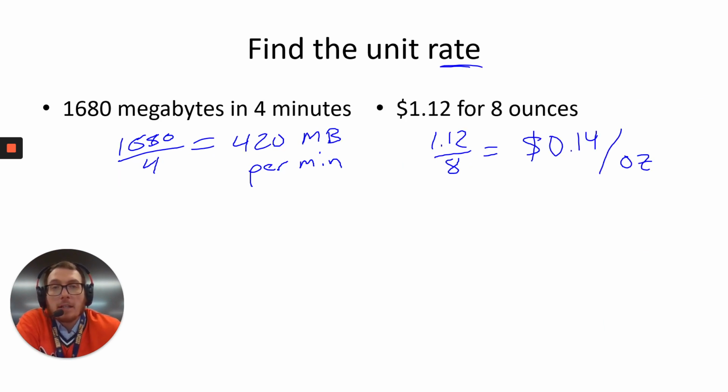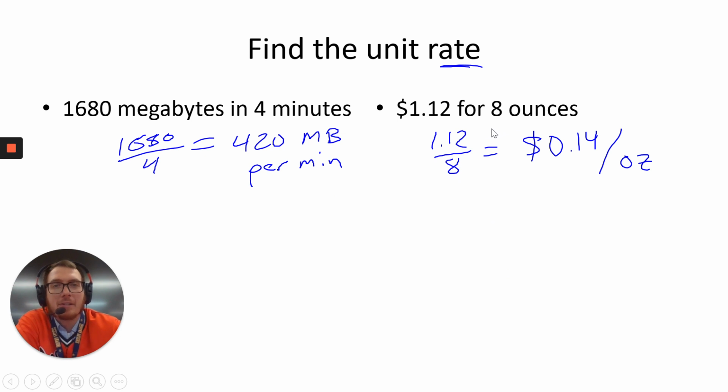Next review topic is just the idea of a unit rate. Remember, a unit rate is the price for one of something or the amount per one. And so if this is 1680 megabytes in 4 minutes, just take 1680 divided by 4 and you get 420 megabytes per 1 minute. This one is more common in things like a deli or unit rates at a grocery store.